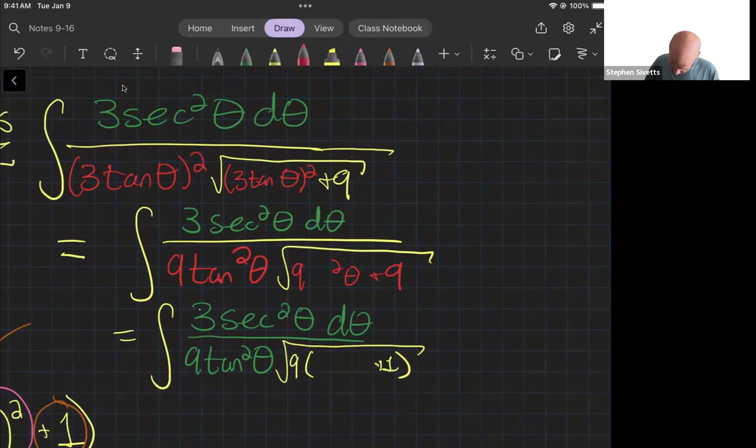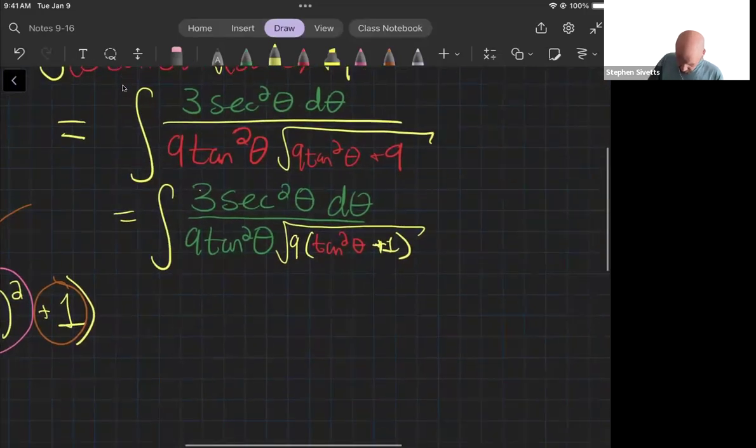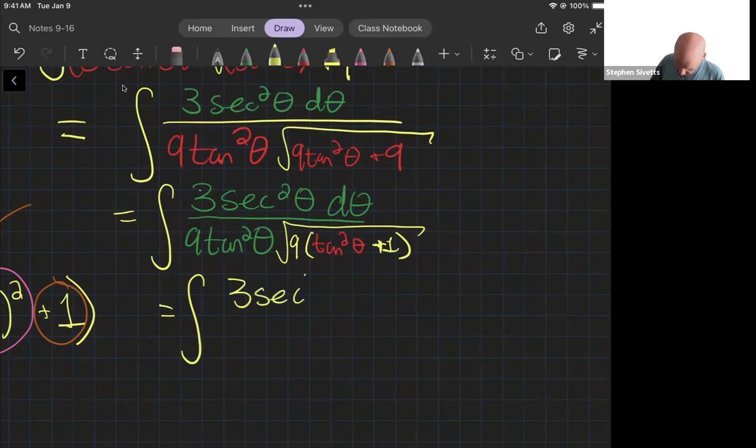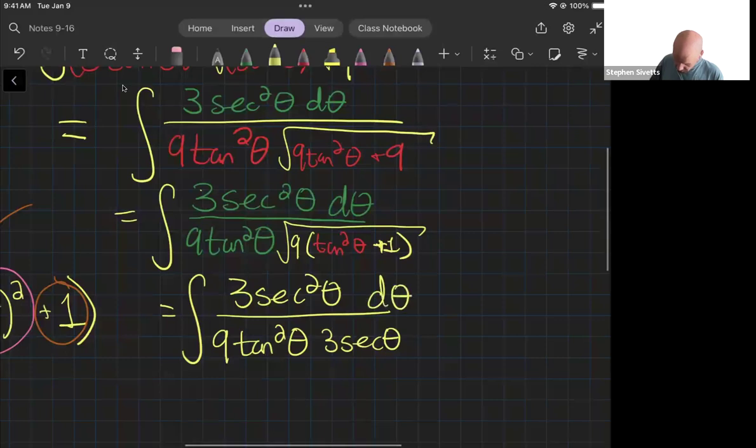And yeah, this should be tangent. Sorry about that, that's my mistake. So this would equal, tangent squared of theta plus 1 is secant squared theta. Therefore, our integral will be 3 times secant squared theta over 9 times tangent squared theta times, so this would give us 3 times secant theta, right? d theta.